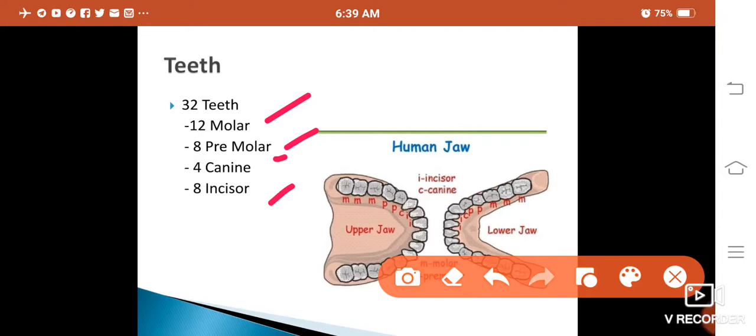Let's start counting. See, 1, 2, 3. These 3 are molar. Again, 1, 2, 3, and 3 on this side. So 3, 3, 3, 3. These are the 12 molar. These molar teeth are used for chewing.